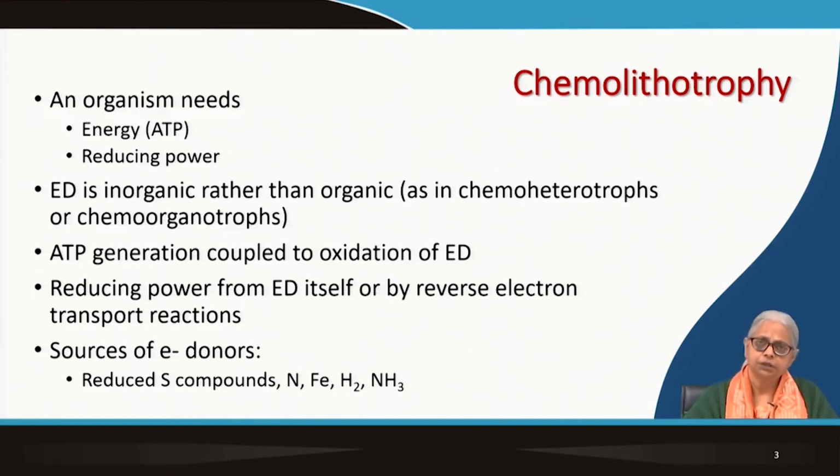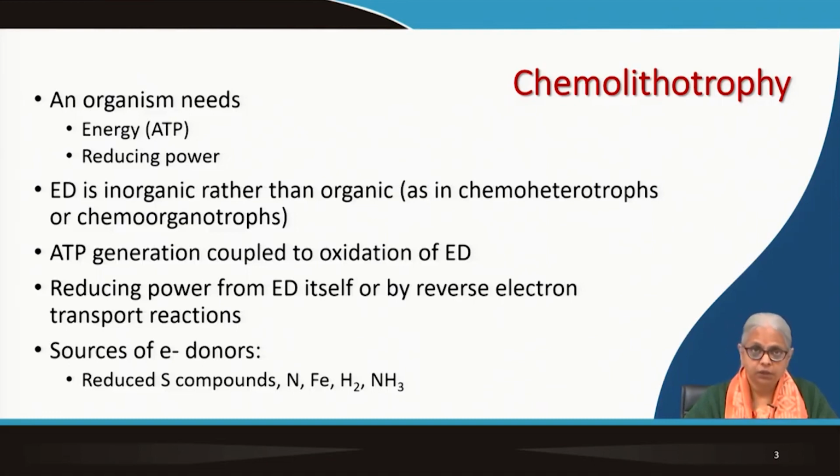Then we have ATP generation, which is coupled to the oxidation of the electron donors. As they are donating their electrons, they are being oxidized, and that is the source of energy for the organism. Reducing power from the electron donor itself can be utilized, or it can be obtained by reverse electron transport reactions. We have seen an example of reverse electron transport reactions in the photosynthetic case.